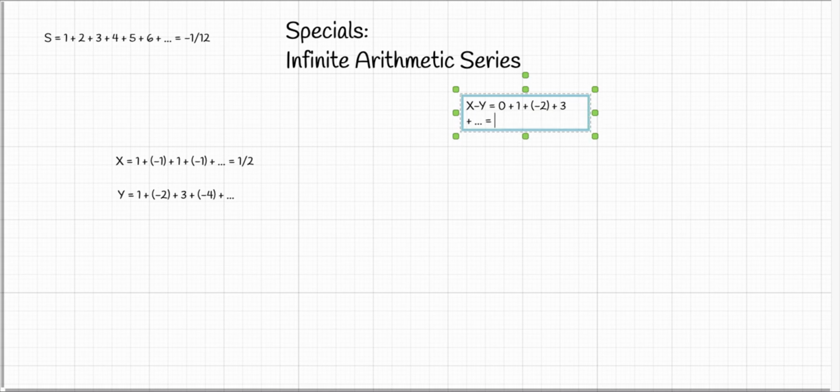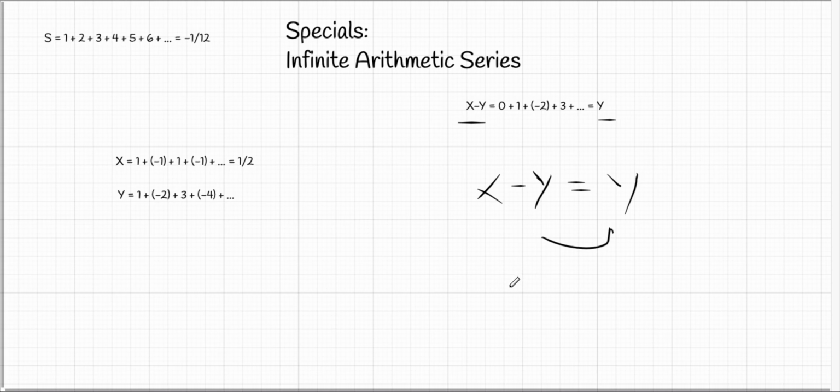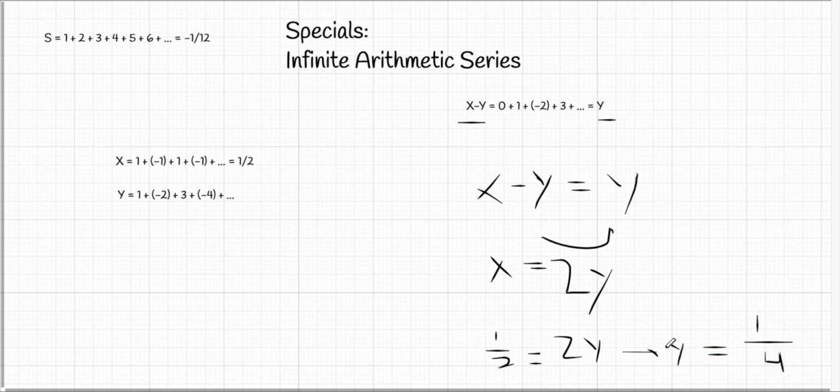So now we can set up an equation similar to what we did last time. X minus y is equal to y. So we can add y to both sides, and we'll get x is equal to 2y. This seems like we hit a dead end because there are two variables and we can't really solve for two variables. But remember, x isn't really a variable because we know that it's equal to 1/2. So 1/2 is equal to 2y, which means y is equal to 1/4. There we go, we did it. We solved another series. Y is equal to 1/4.